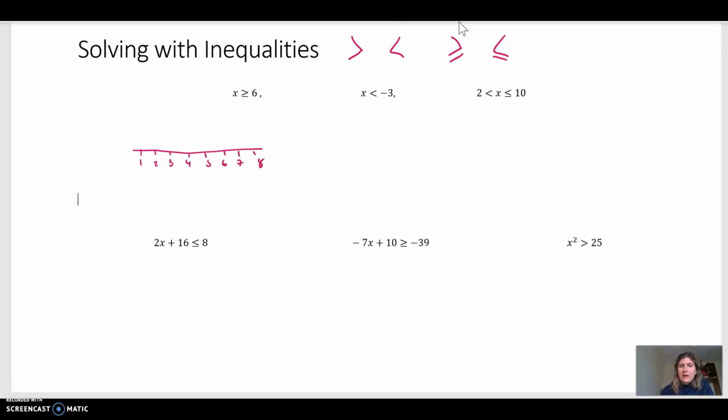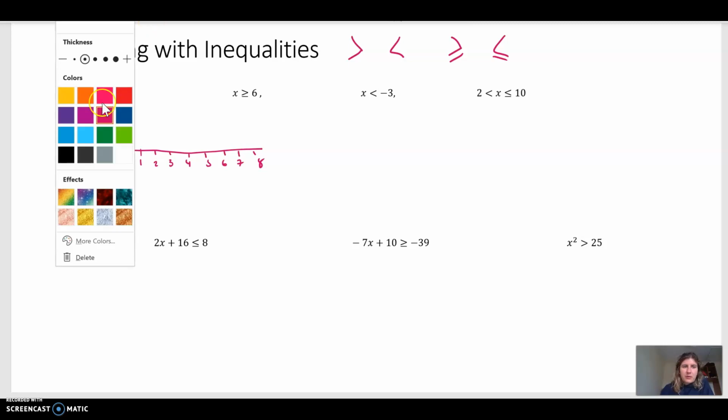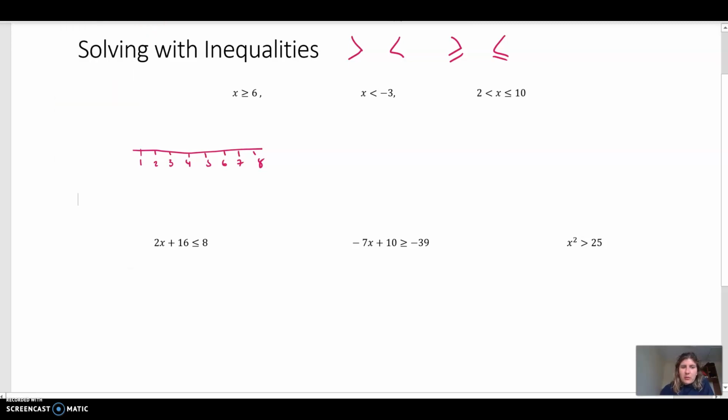Okay, if we're talking about x greater than or equal to 6, that's anything from 6 and above. So if I now draw my inequality, I'm including 6, so I use a closed-in circle, and I'm pointing towards the bigger positive numbers because I'm talking about things that are greater than 6.